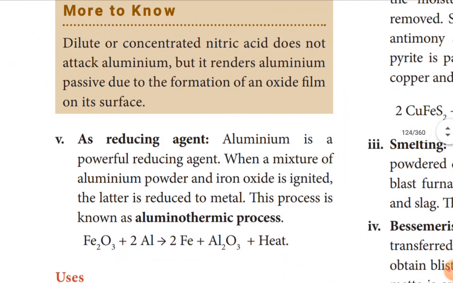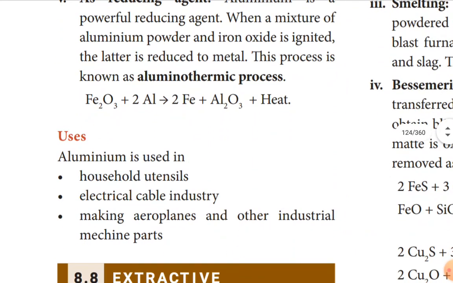And next, see, it is a powerful reducing agent. It reduces iron oxide to iron. It is the reduction property of aluminum. This process is called the aluminothermic process, and the uses are there.